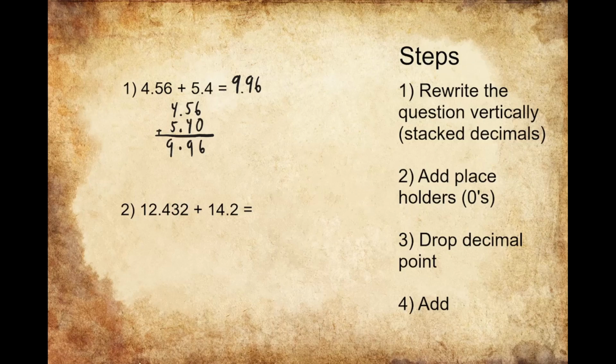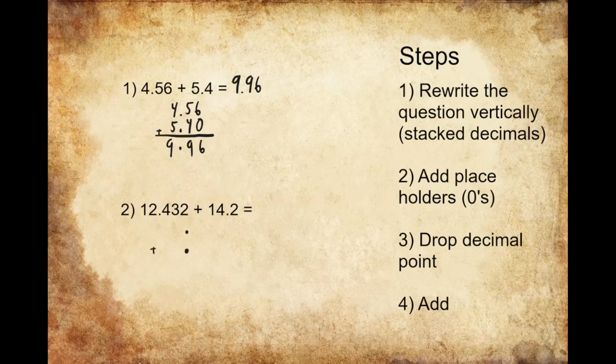So now for question number 2, we're being asked to add 12 and 432 thousandths plus 14 and 2 tenths. So you remember that our first step is to rewrite the question vertically, making sure the decimals are aligning. And here in the question, we have two decimals. So the first thing that we're going to do is write two decimals down below to make sure that they're aligning properly.